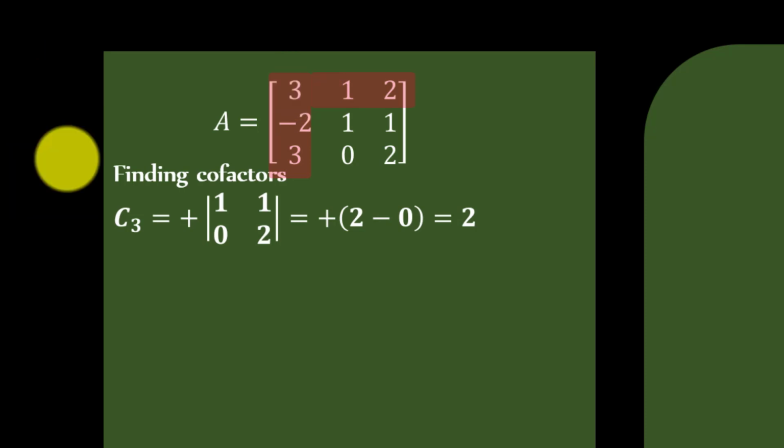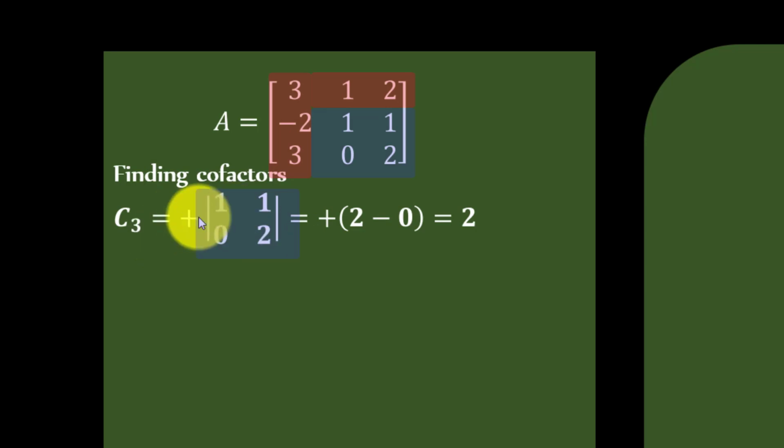Here, the cofactor of the first element, 3. How to find this? Here 3 is there, so just delete this column and this row. Imagine that you delete this column and this row. The remaining 4 elements are 1, 1, 0, 2. You have to find the determinant of these 4 elements, that is a 2 into 2 determinant, and assign a plus sign for this one.